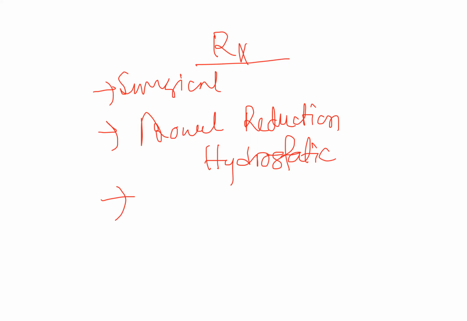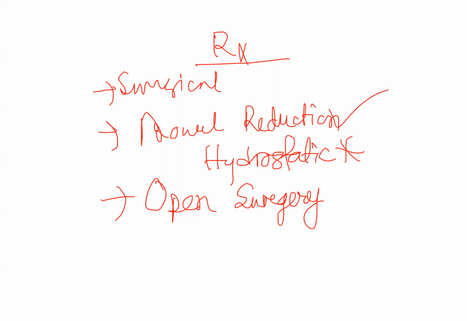And also, if it is not successful, or if the child comes to you very late, you have to go for open surgery. That means you will open the gut and remove one portion from another portion. Treatment very elaborately you do not have to know, just the options: bowel reduction, hydrostatic reduction, and open surgery.